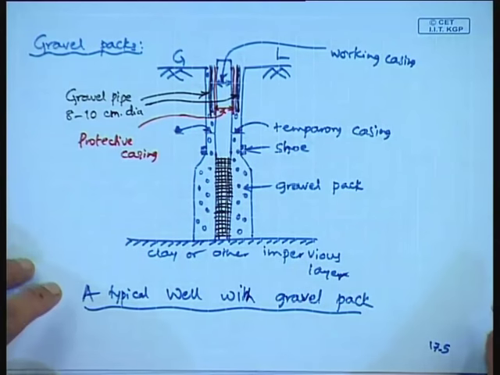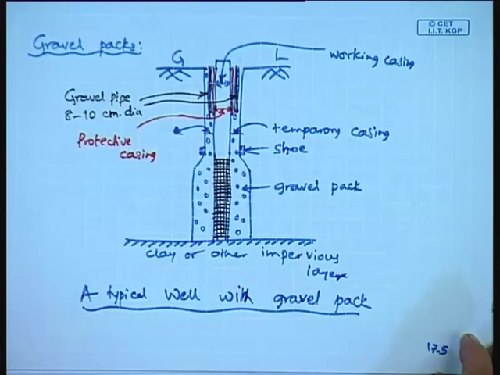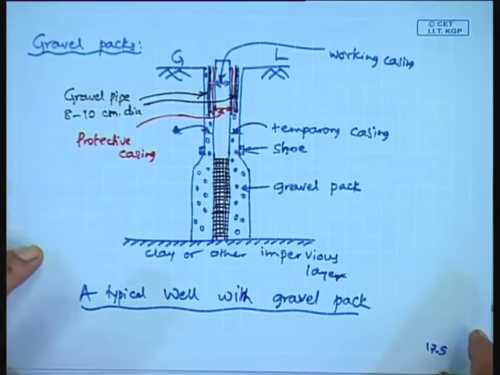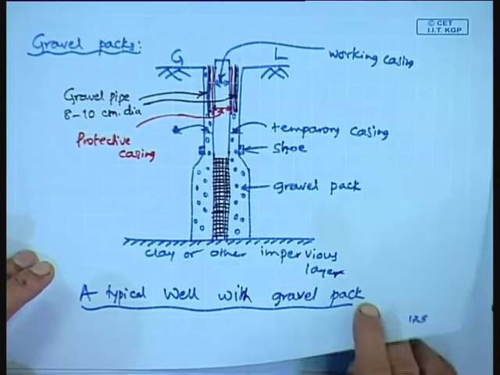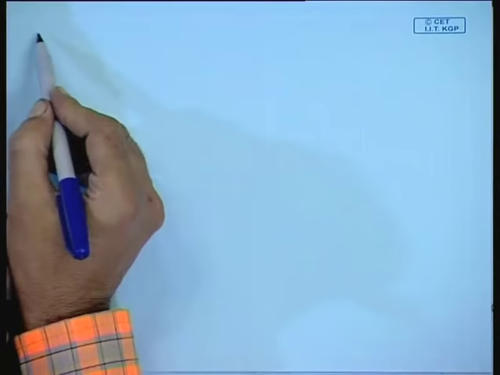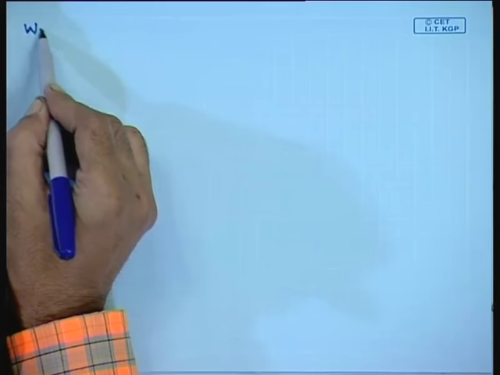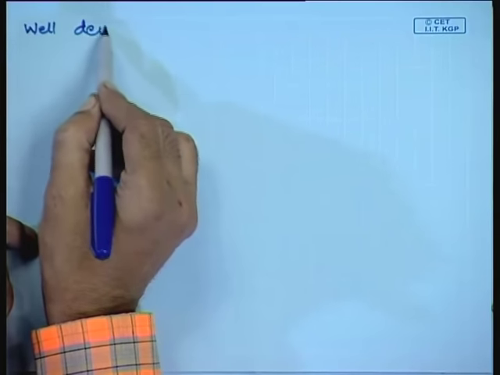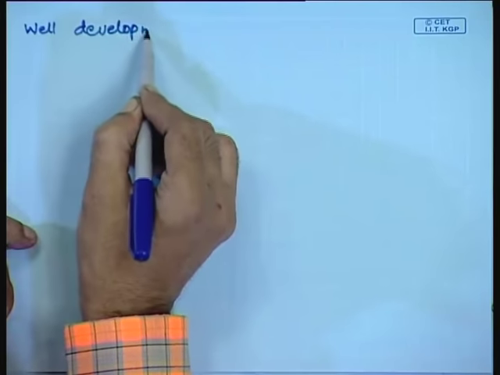So this is how the well completion is done, so that the well attains a stable configuration, so that there is a balanced erosion and sedimentation. So next we will go to well development. That is the next topic of this lecture.